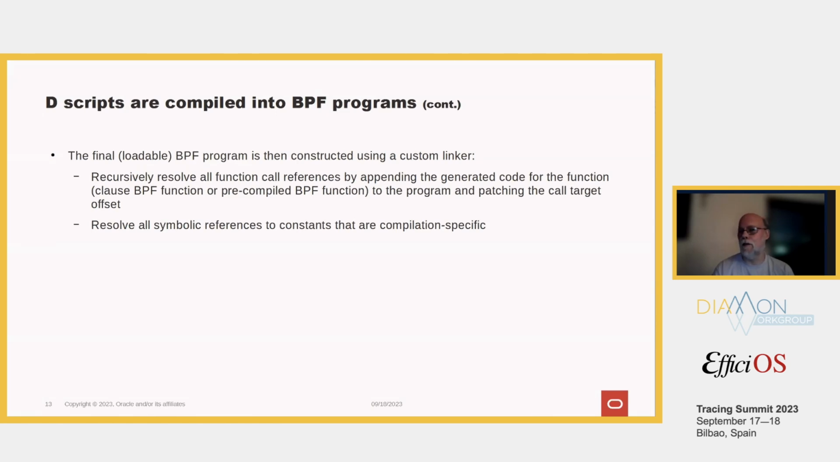And then we patch various offsets for functions, and we also resolve symbolic references because there are certain constants we need that are compilation specific and won't be known until all the other code is compiled. So it's a fairly standard way of working for this. But it was an interesting challenge to bring all these pieces together in a way that was very consistent.